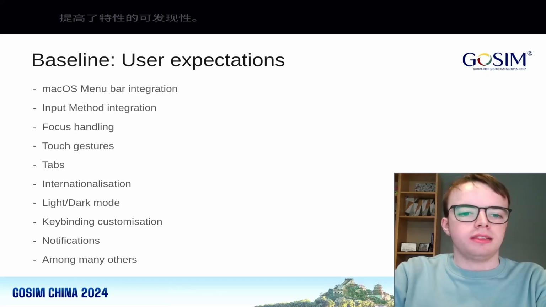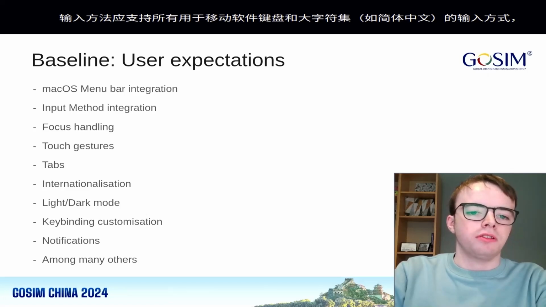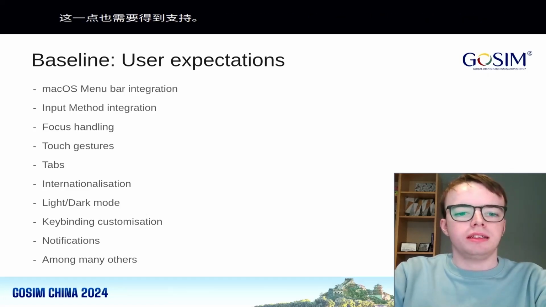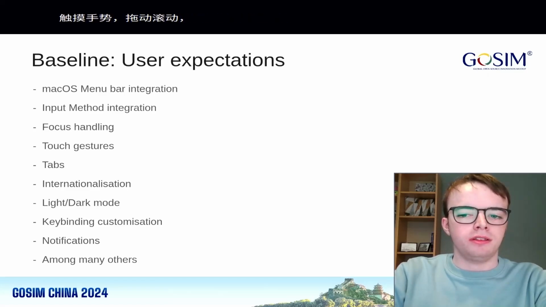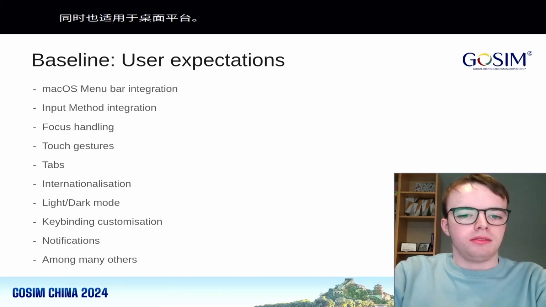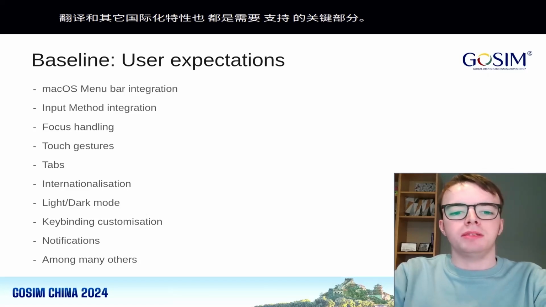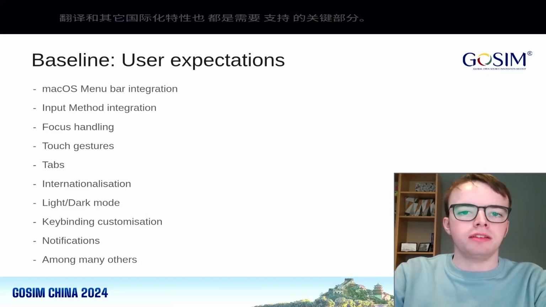Focus handling, so keyboard navigation with the tab key, for example. Touch gestures, drag to scroll, pinch to zoom, and similar is especially important for mobile, but is also relevant on desktop platforms. Tabs, so that's where you have multiple documents in the same window. Translations and other internationalization features are also necessary to support. And there are many other requirements, including performance, other similar non-functional requirements, and correct text rendering of all scripts.